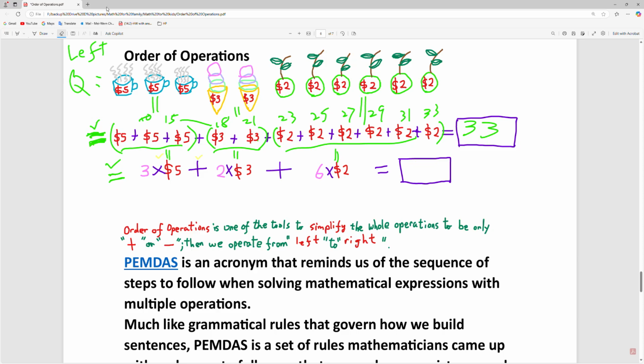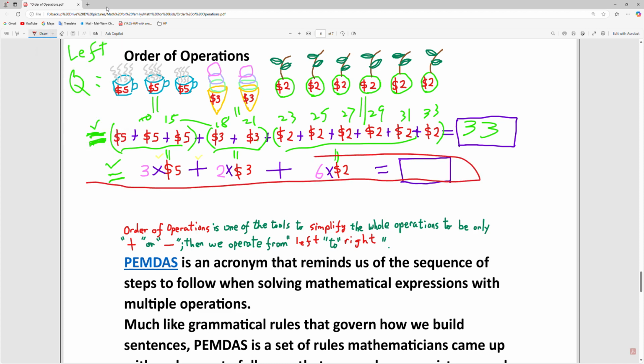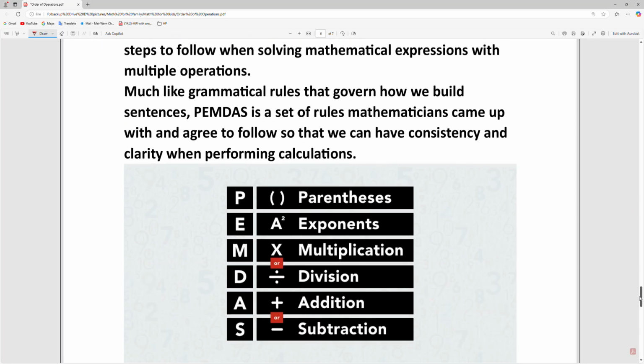So how about on the test? If you see only this line, that's the test question. What should you do? You should follow order of operations. What's the order of operations? Let me show you here.